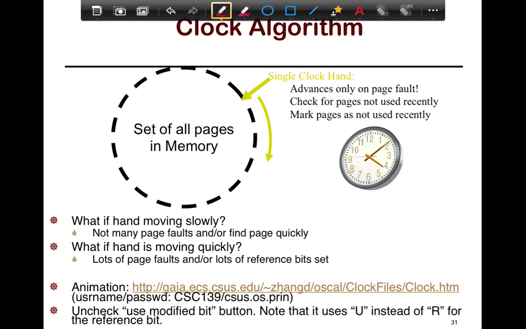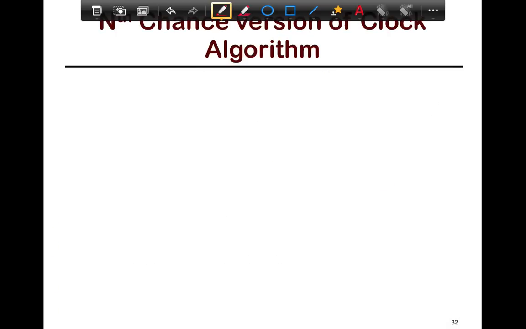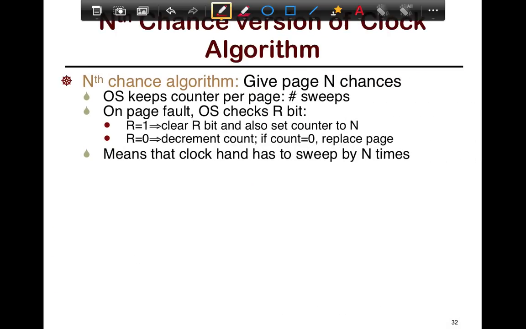A variant of the clock is essentially to use the modified bit, the M bit, instead of the reference bit. So this gives more importance to writes over reads, and it ensures that written pages do not get replaced by mistake. A variant of the clock algorithm is the nth chance algorithm, which essentially gives each page n chances. So the OS keeps counters per page as it sweeps.